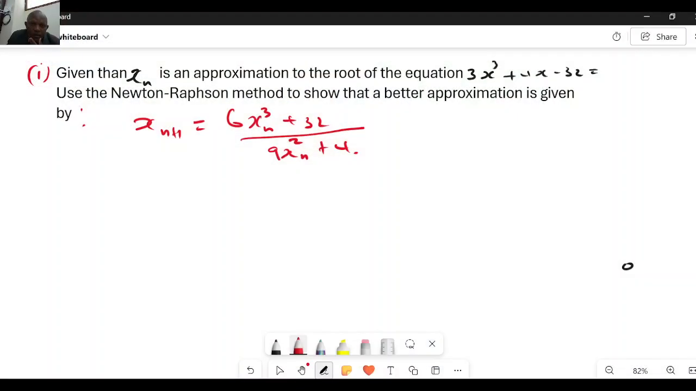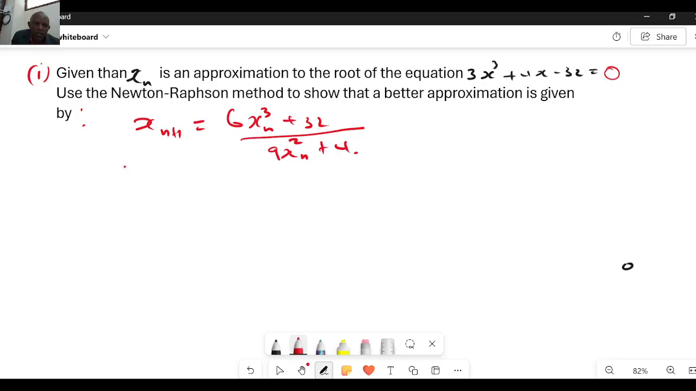So let's look at this equation. Given that xn is an approximation to the root of the equation 3x cubed plus 4x minus 32 equals 0. Use the Newton-Raphson method to show that a better approximation is given by xn+1 equals (6xn³ + 32) over (9xn² + 4).